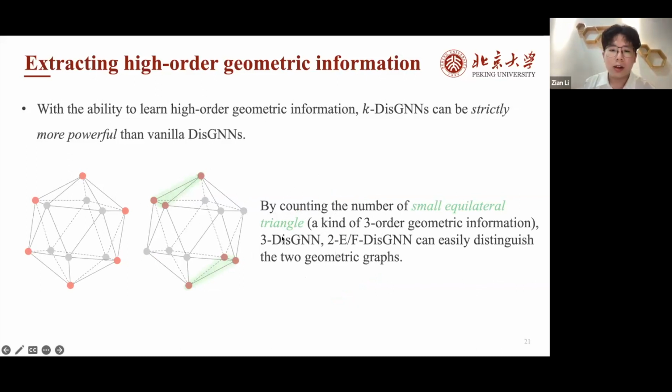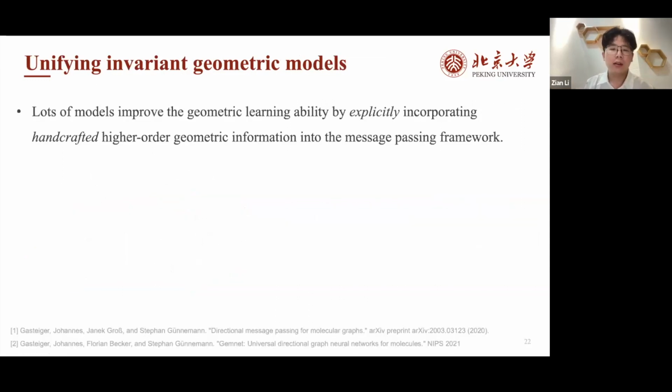This is because the triangle is just a kind of 3-order geometric information, so they can capture it by 3 or 2E, 2F DisGN. So yeah, as we said, this part is more intuitive. And in the second part, we show our k-DisGN can unify invariant geometric models.